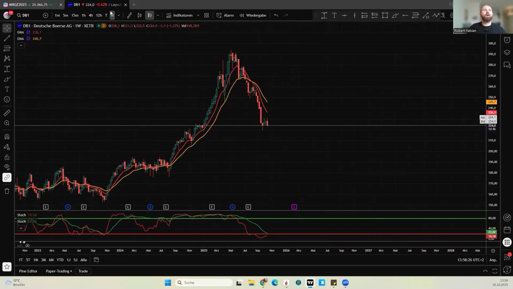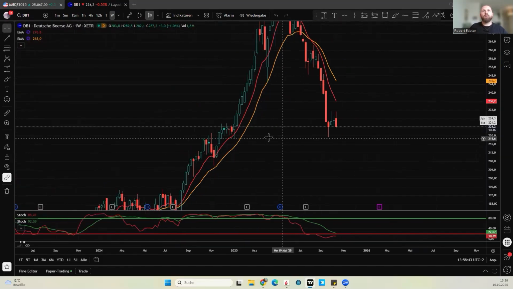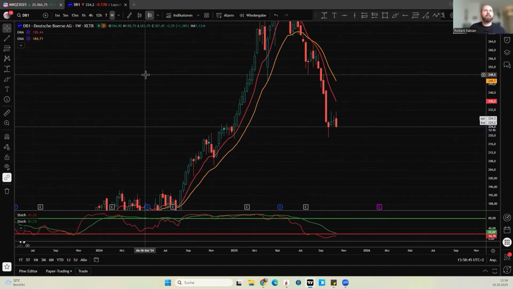We are right now in the weekly chart. This is good because the higher we are in the time frames, the more important are resistance zones and supporting zones. And I'm marking here very interesting areas that are very important for my next analysis.